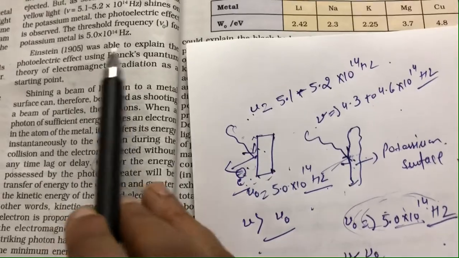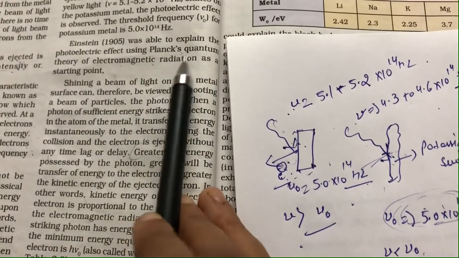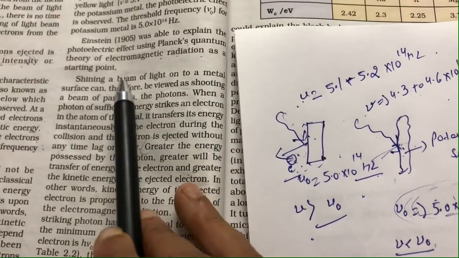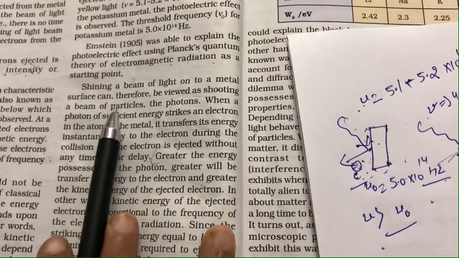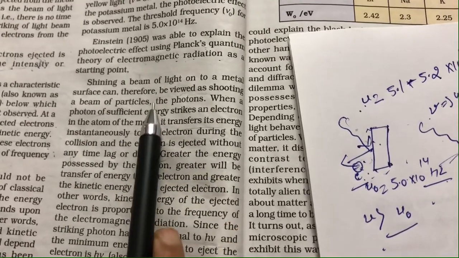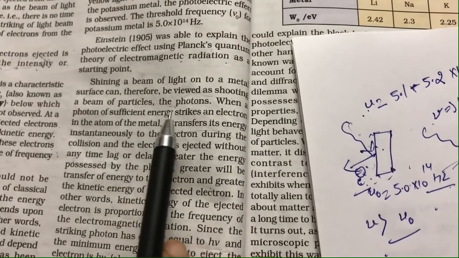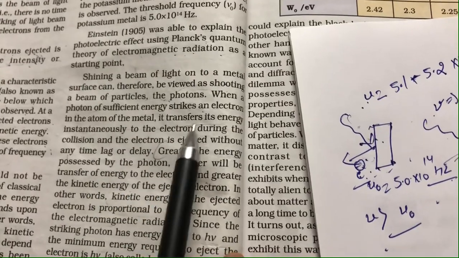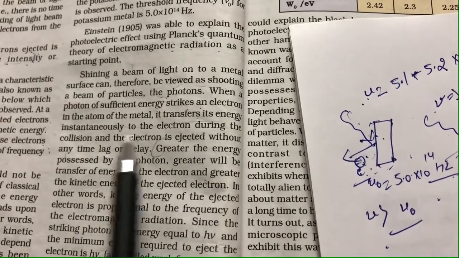So next, Einstein was able to explain the photoelectric effect using Planck's quantum theory of electromagnetic radiation as a starting point. How? Shining a beam of light on a metal surface can therefore be viewed as shooting a beam of particles, the photons we can say. So when a photon of sufficient energy strikes an electron in the atom of the metal, it transfers its energy instantaneously to the electron during the collision.